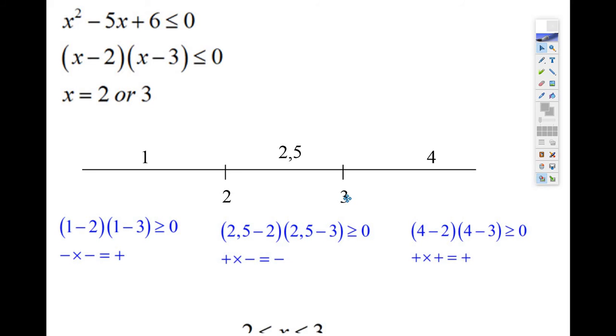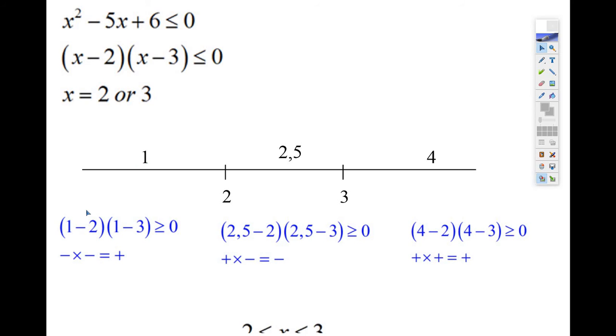So for 3, just go one bigger. Take the number 4, and put it in here and see what kind of number you get. Instead of x, put a 4. 4 minus 2 is 2. 4 minus 3 is 1. And a positive times a positive is a positive. But that's greater than or equal to 0, and our solution is supposed to be less than or equal to 0. So anything to the right of 3 will get the same result. It's not a solution.